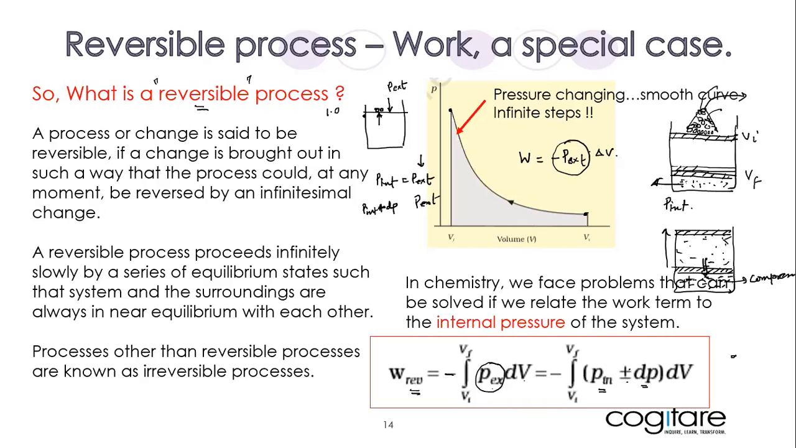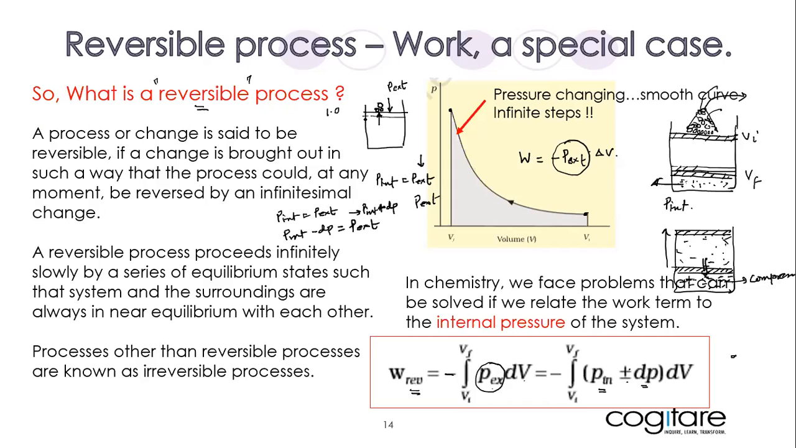Yes, sir. Then the system compresses. Now P internal also will increase. It has come to a state of equilibrium. At the state of equilibrium, P internal again becomes equal to P external. The new equilibrium is reached. Add one more grain of sand. Once again, P external has become more than P internal, so P internal plus dP has now become P external.